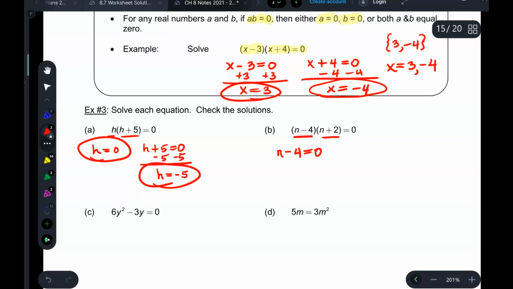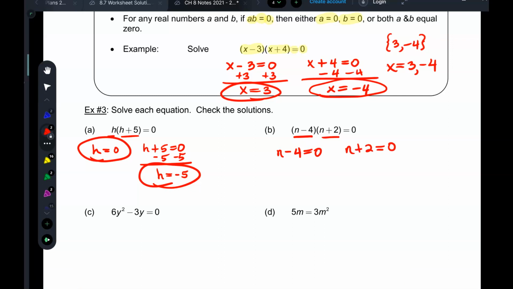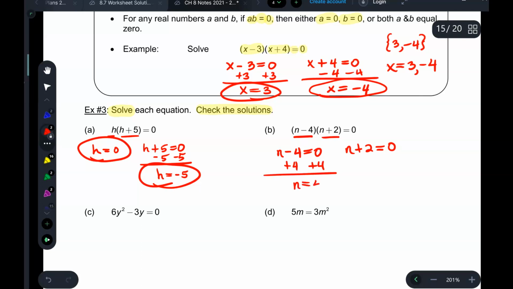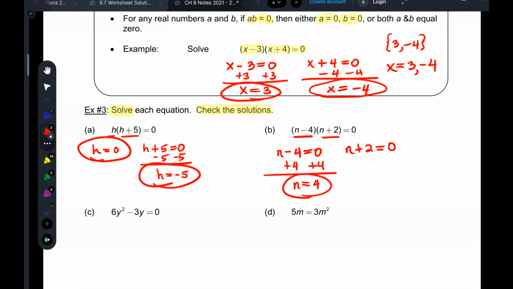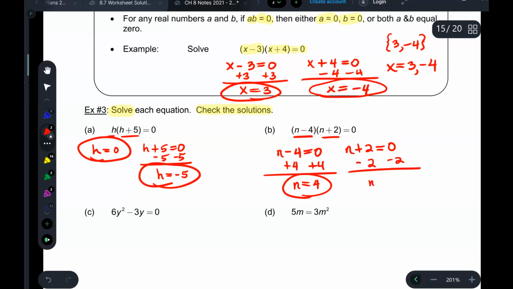x minus 4 equals 0, or n plus 2 equals 0. Just basically set each part equal to 0 and solve. Remember, that's what it is. Now, whenever I'm checking my solutions, I'm not writing it out. You can just kind of do that in your head, right? So if I add 4 to both sides, what do I get? I get 4. If I plug 4 in, I would have 0 times 6. Okay, that works. And what about the other solution?